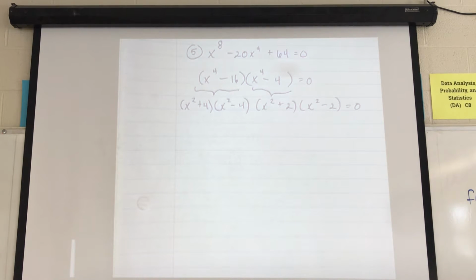Once you get them to the stage where they're squared, then you can set them equal to 0. Don't try to do it before that.